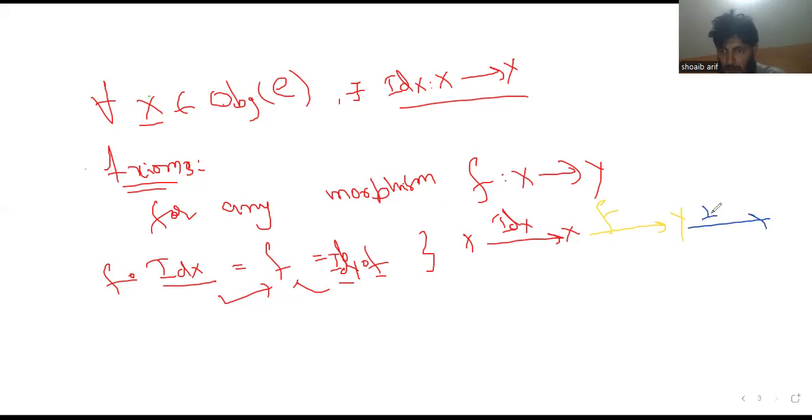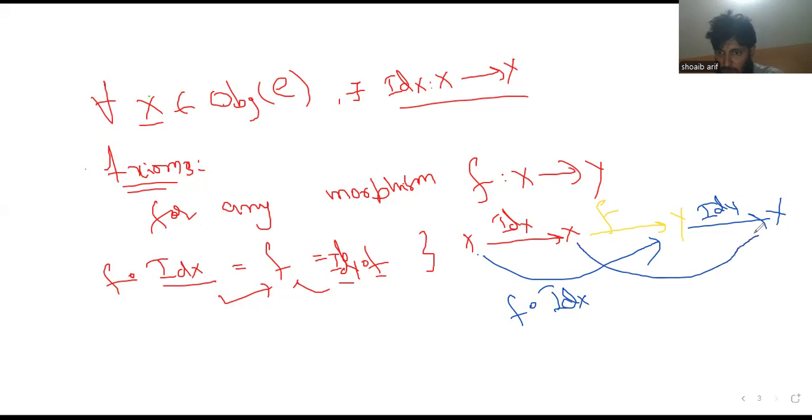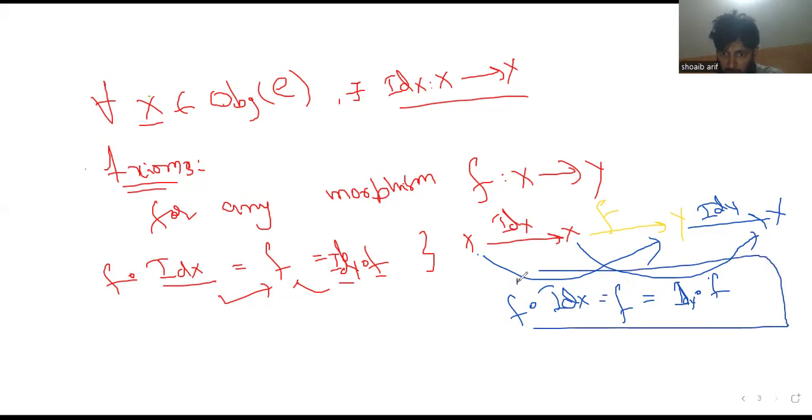And ID on Y from Y to Y. So if we compose this, means ID on X first, then compose with F, or if we compose this pair of morphisms, first of all F, then ID on Y, both are equal to F. Okay, this identity law holds. This is the first axiom of category.